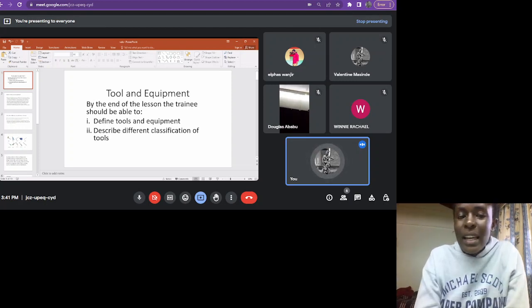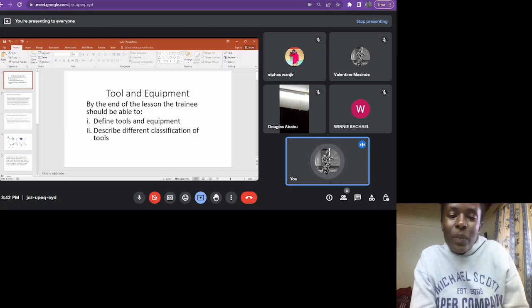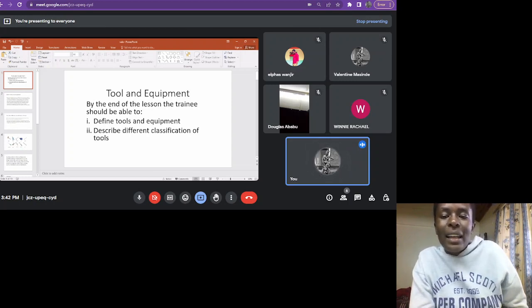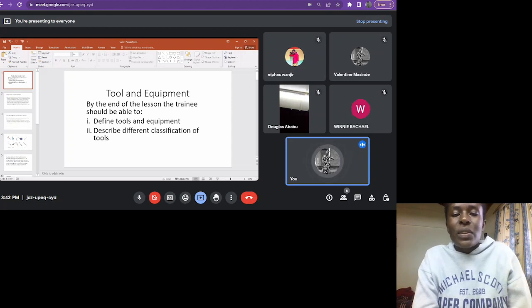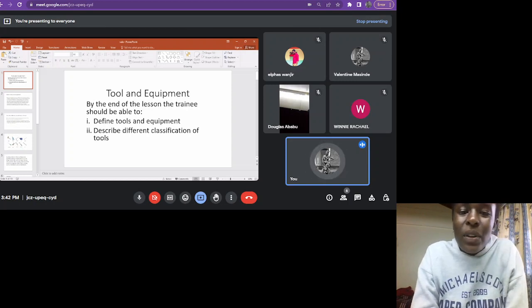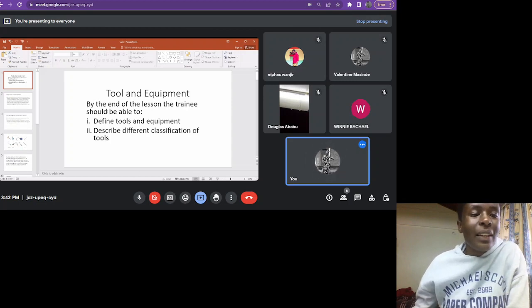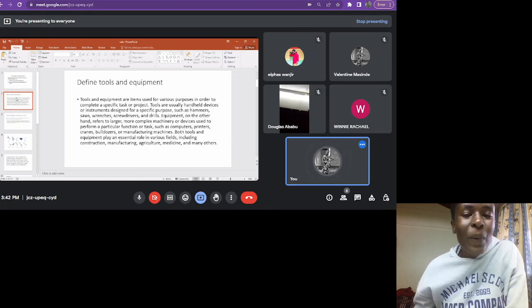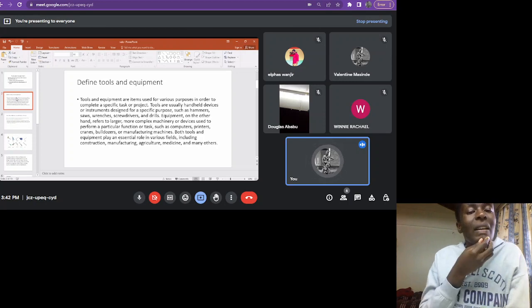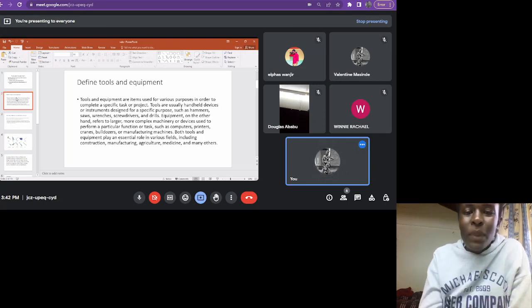We're going to discuss tools and equipment. So our objectives are, by the end of this lesson you should be able to define tools and equipment, and also you should be able to describe different classifications of tools. So we're going to start by defining what a tool is and what an equipment is.